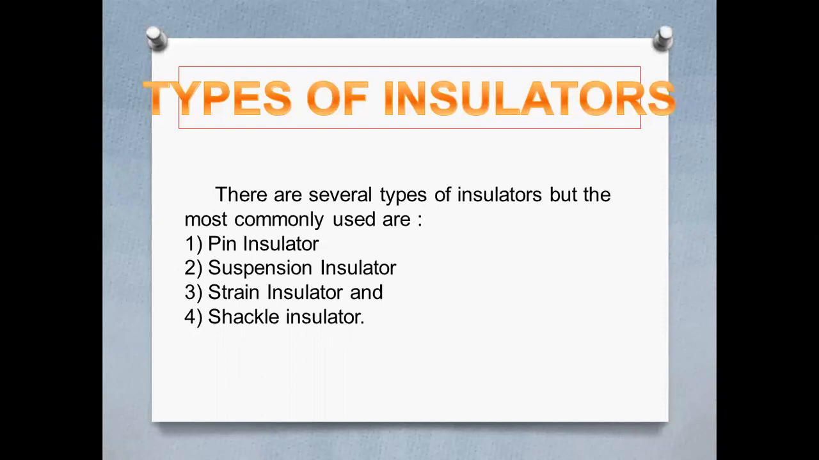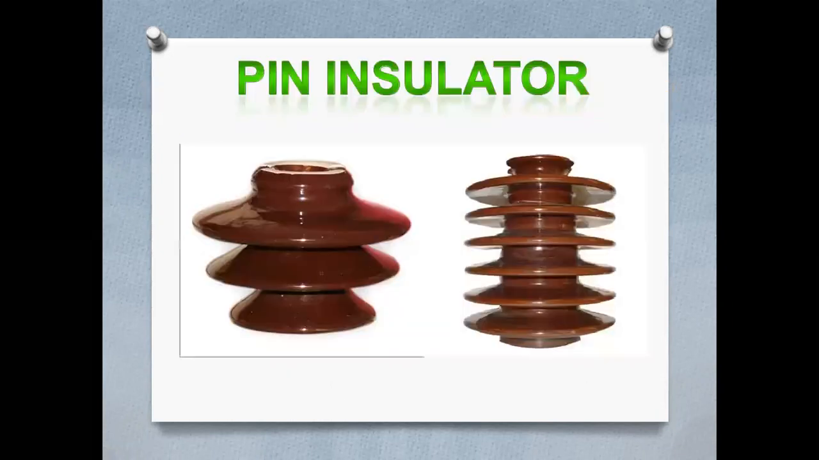The main types of insulators are pin insulators, suspension insulators, strain insulators, and shackle insulators. There are many other types, but these four are very important. They are the basic ones. Okay, this is the pin insulator. I think you might have seen this picture. Not just in a picture, in your real life also. If you haven't seen, next time when you go outside, do watch them, or maybe from your window also you can see.